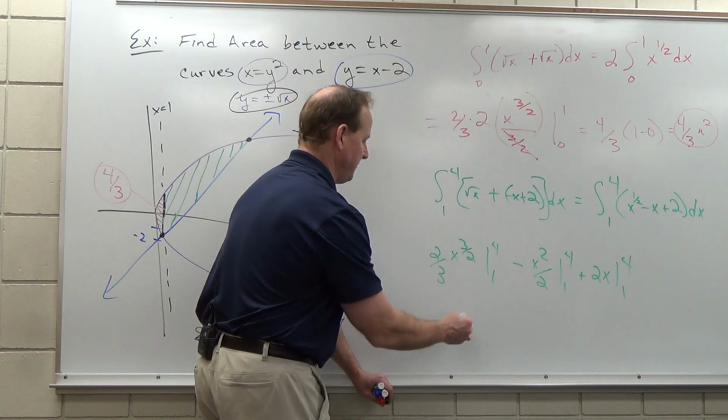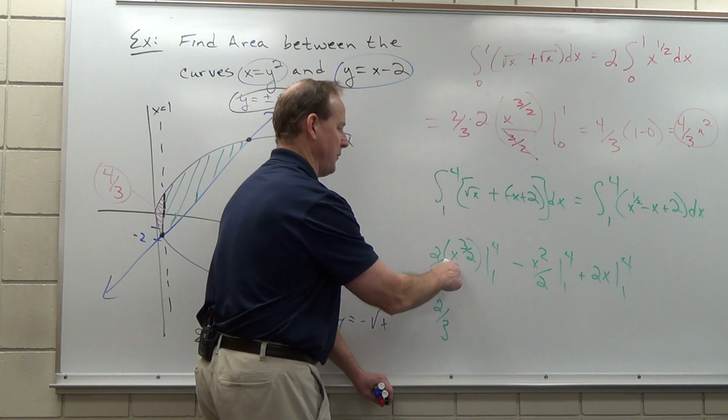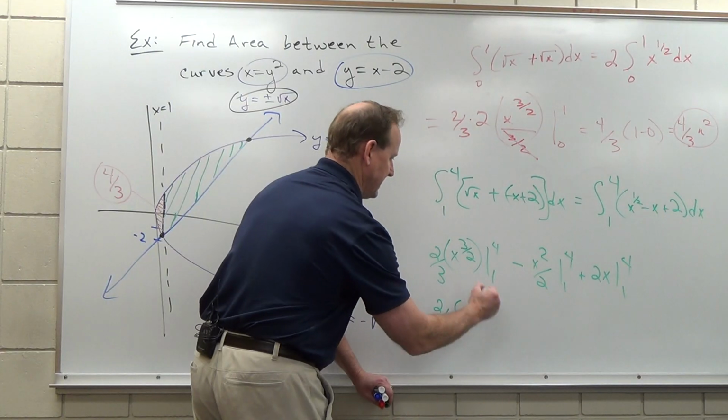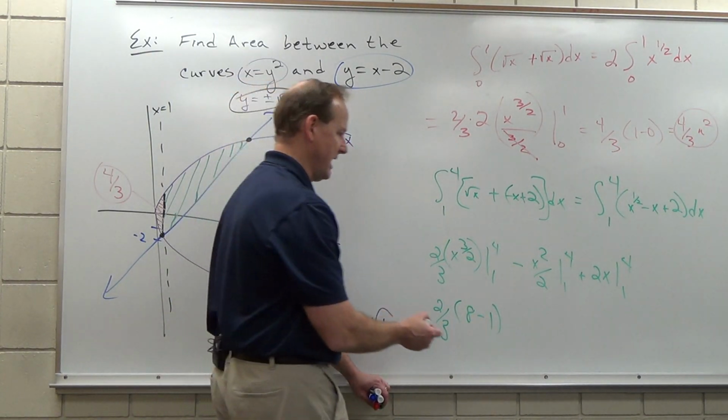So if I plug in 4, this is going to be 2/3 times that thing. So now I'm going to plug in 4. The square root of 4 is 2. 2 cubed is 8, right? So this is 8, and then 1 to any power is 1, right? So that's 2/3 times 7 in this case.